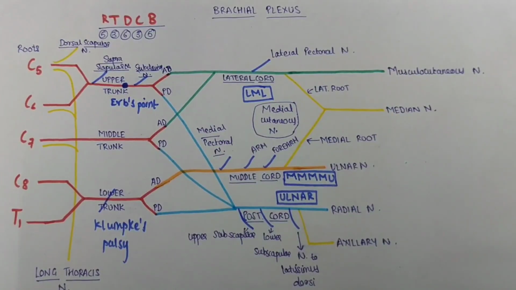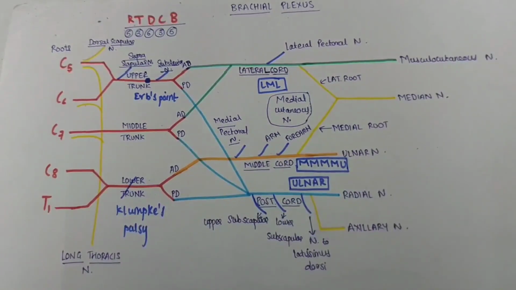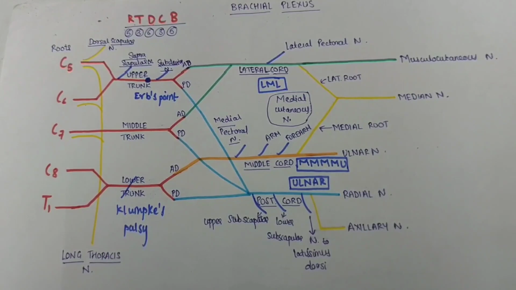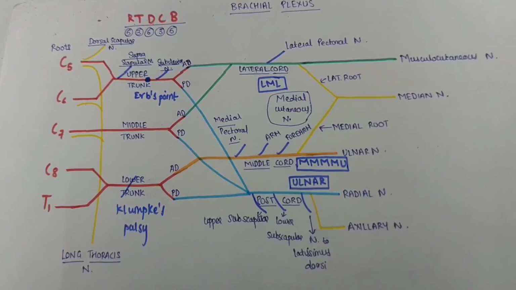I am Vishakha. आज हम लोग brachial plexus के बारे में पढ़ेंगे. So, brachial plexus. What is brachial plexus? Brachial plexus is a network of nerves which mainly supplies the upper limb muscles.